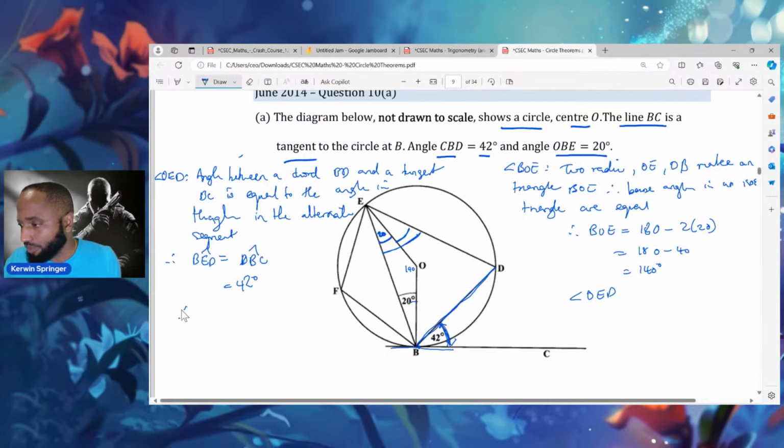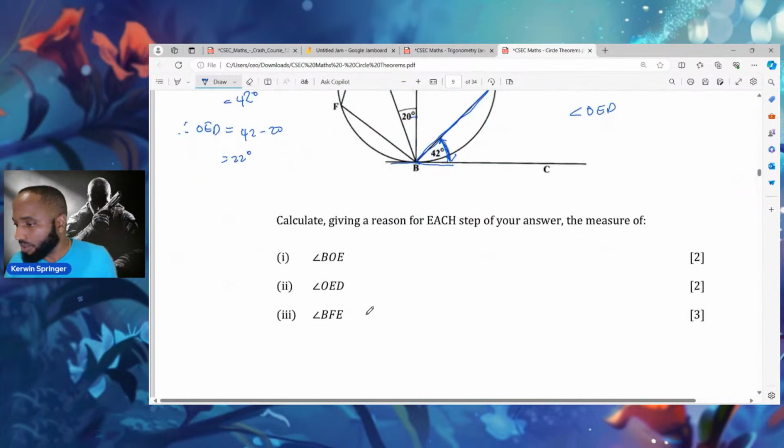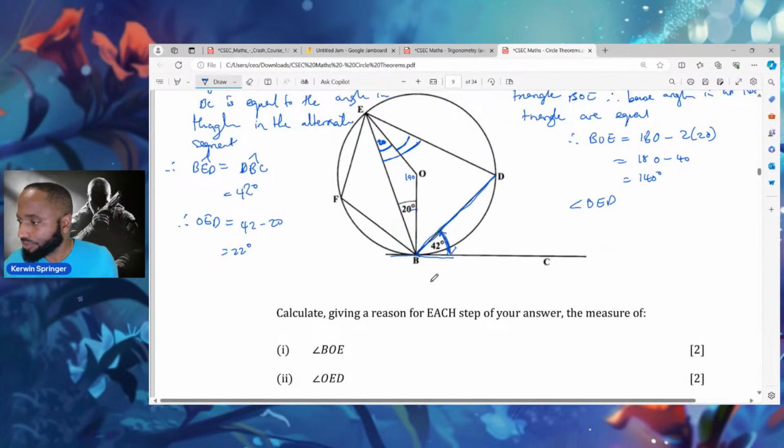And therefore, since the whole BED is 42 degrees, the one that we want, OED, must be equal to 42 minus 20, which is 22 degrees. All right, what's the next one? BFE. So we're looking at angle BFE. Where's BFE? Here it is. How are we getting this angle?